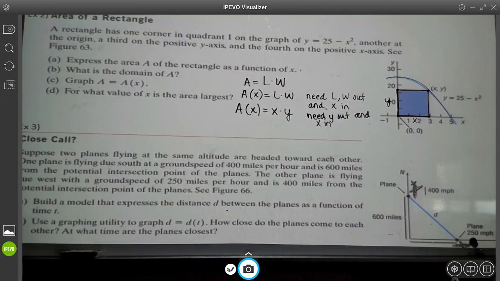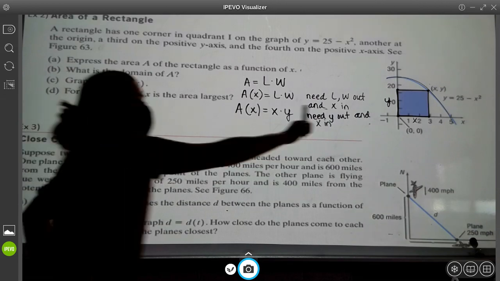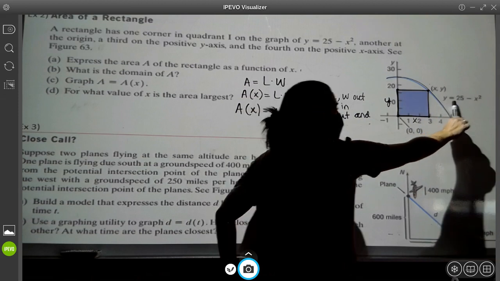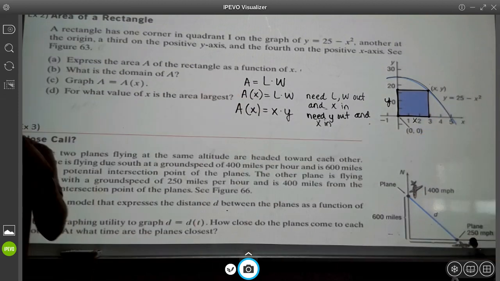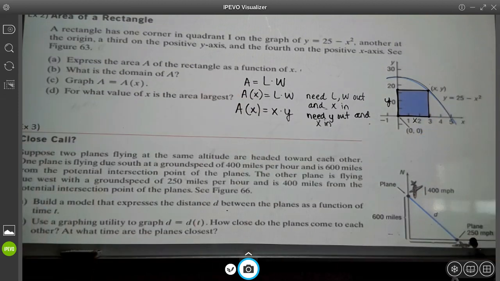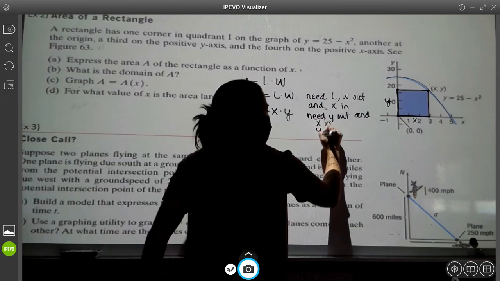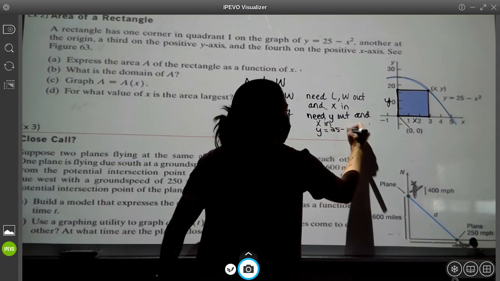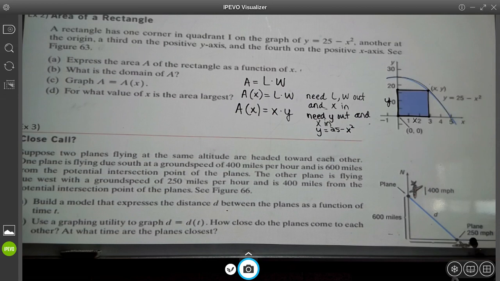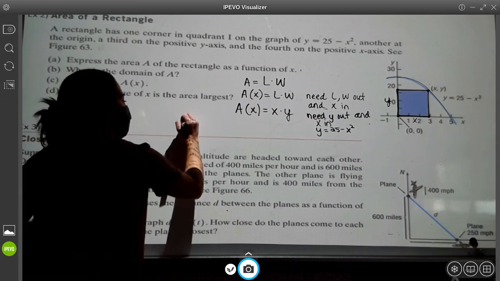So we need a relationship between x and y. Did they give us one? What point on what parabola is that point x, y? He's on the parabola y equals 25 minus x squared. So again, they've given you a pre-established relationship between x and y. So that's what we're going to use. We're going to use y equals 25 minus x squared to get y out and x in.